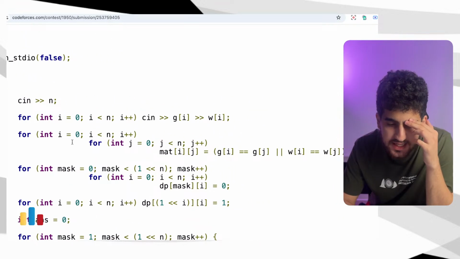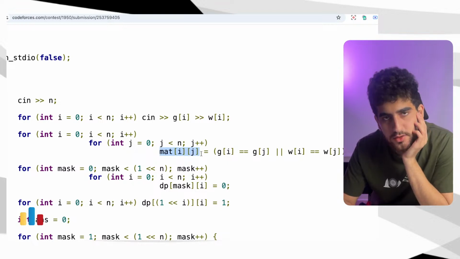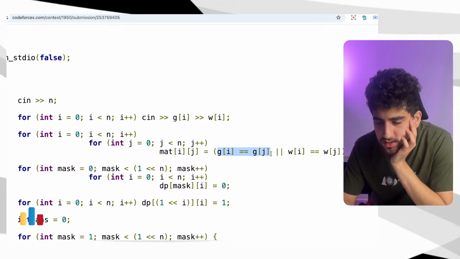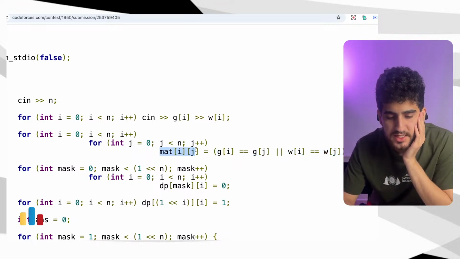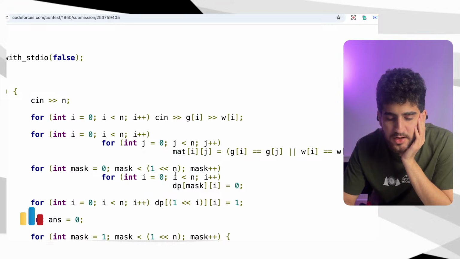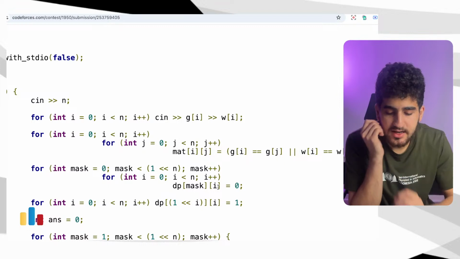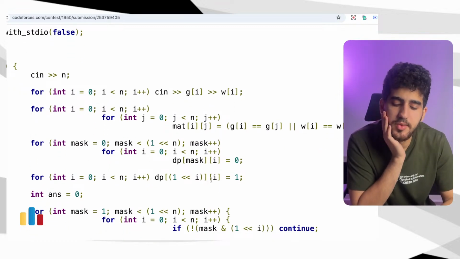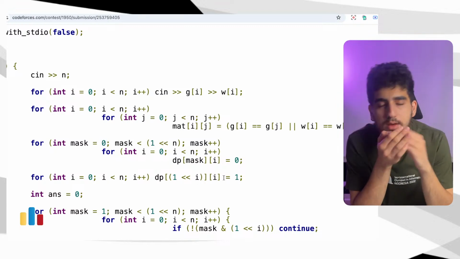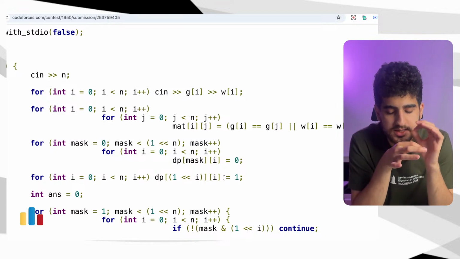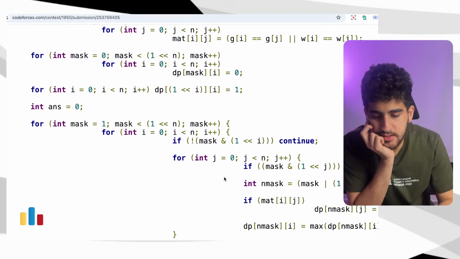First of all, for each I and J, I say that matrix of I and J just says whether I and J are okay with each other or not. It is equal to Gi equal to Gj or Wi equal to Wj. So this is our matrix. And then initially I say that dp of mask and I is equal to 0 for each mask and each I. And then as a base case, only dp of 2 to the power of I and I is equal to 1. It means that let's assume that I only have song number I in my playlist. Song number I is the first song in my playlist. As the base case, I set them equal to 1, and I set that answer is equal to 0.